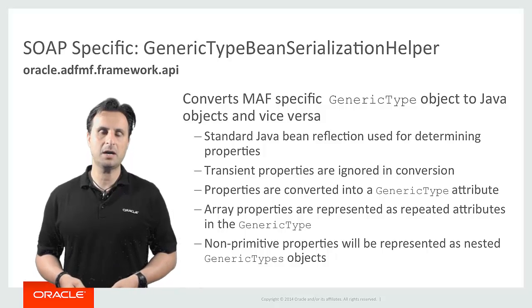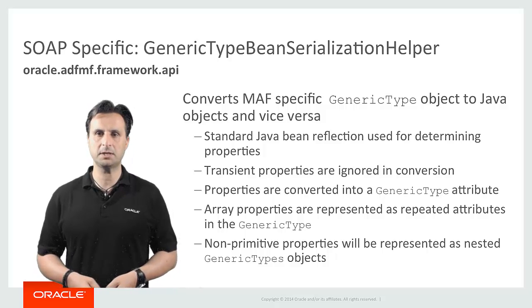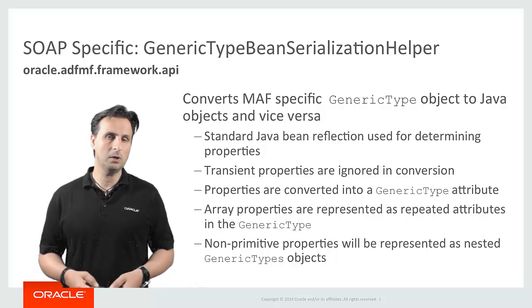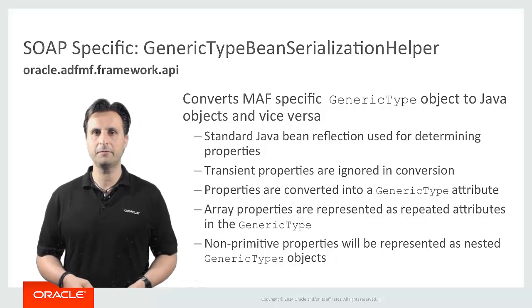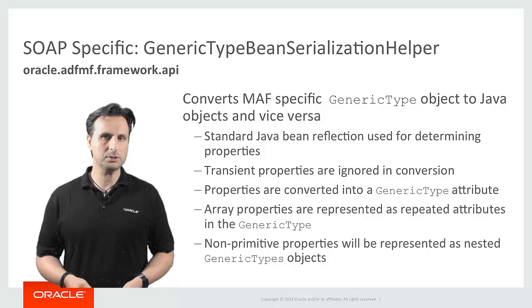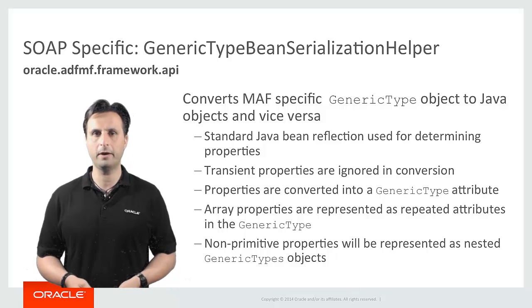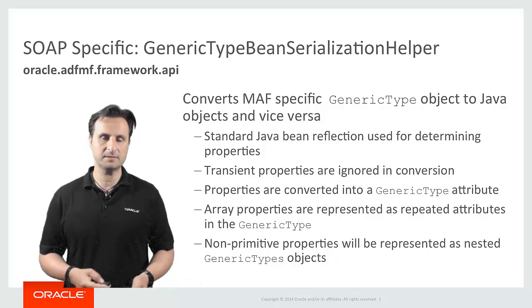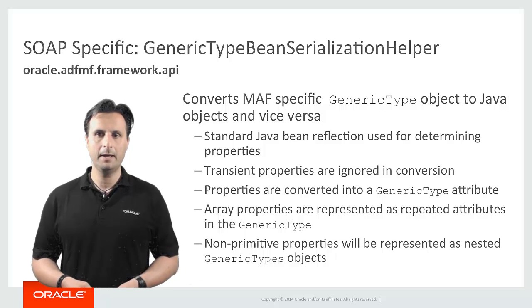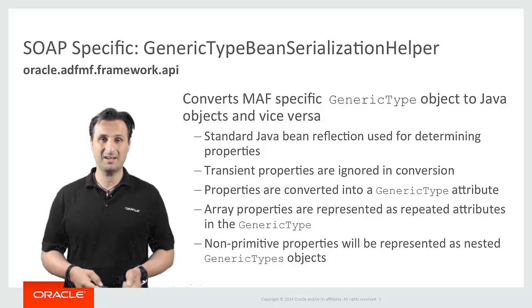So you have a generic type object, and that generic type object needs to be passed into your custom data object, and for this it uses Java Bean reflection. So that means it looks at what do I find in that custom entity and tries to find the same in the generic type. Transient attributes, they're completely ignored.